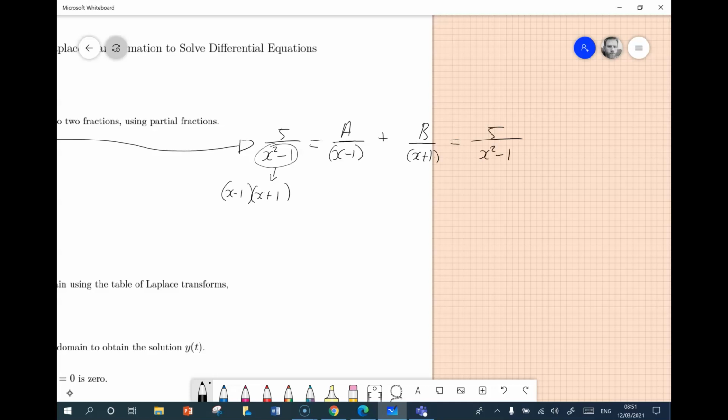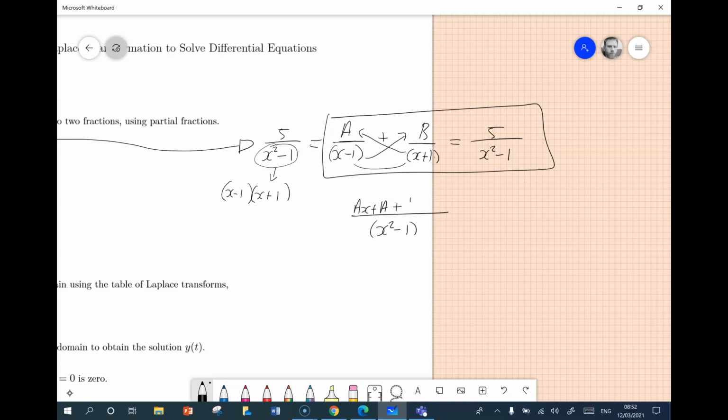Right, so let's just work on this side here. So our normal process is to multiply our common denominators. So I'll multiply these two by each other, and of course that gives us x squared minus 1. And then the x plus 1 will multiply by the a, giving me ax plus a. And the b will multiply by the x minus 1, giving me bx minus b. And that will be equal to 5 over x squared minus 1. Now my bottom lines are the same, so that means my numerators must be equal to each other. So I've got, and I'll gather my x's together, ax plus bx plus a minus b, and that must be equal to 5.